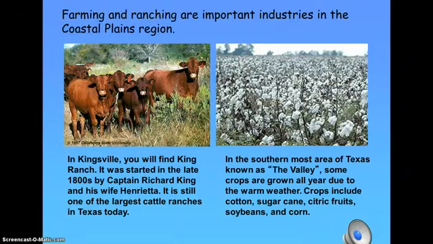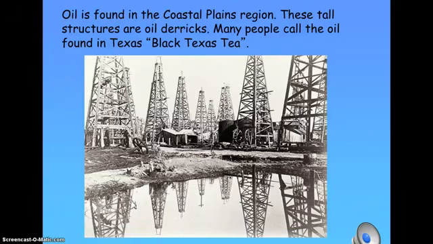Farming and ranching are important industries in the Coastal Plains region. Oil is found in the Coastal Plains region. These tall structures are oil derricks. Many people call the oil found in Texas black Texas tea. But be warned, do not drink it.